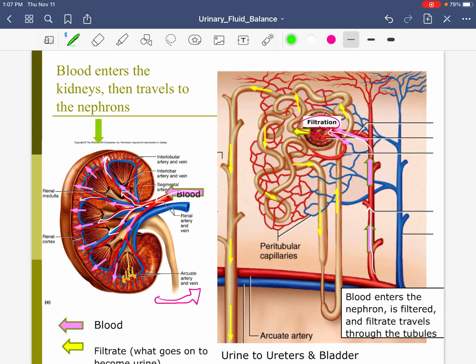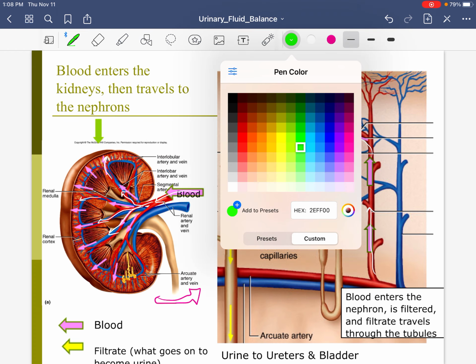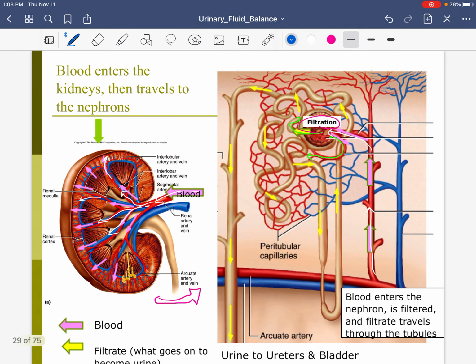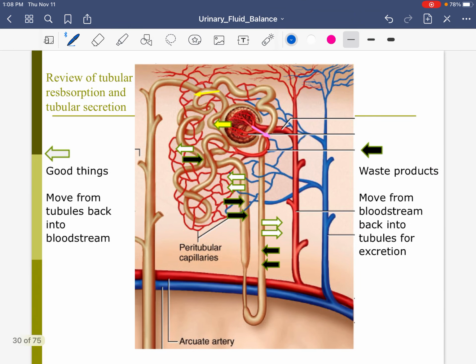Then we magnify to the nephron. Blood is coming into the nephron where there's filtration happening. Small things that are diffused out go into the proximal convoluted tubule. Large things leave via the efferent arteriole and end up in the bloodstream. So now we have side by side, we have the bloodstream and the tubules. And we can do reabsorption and secretion.